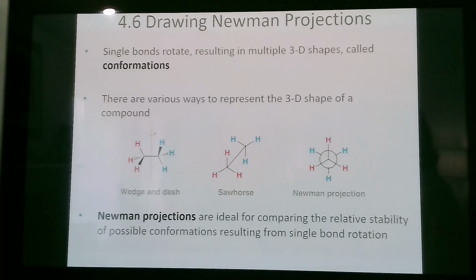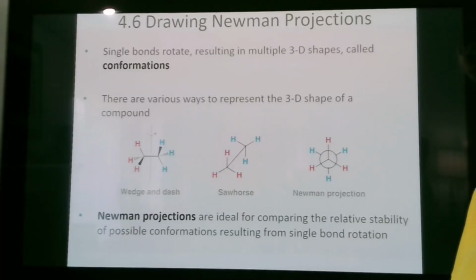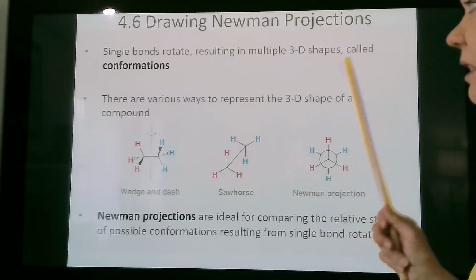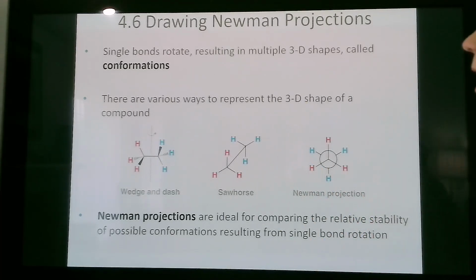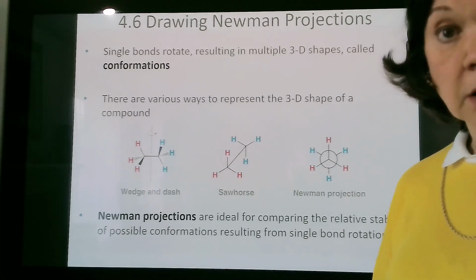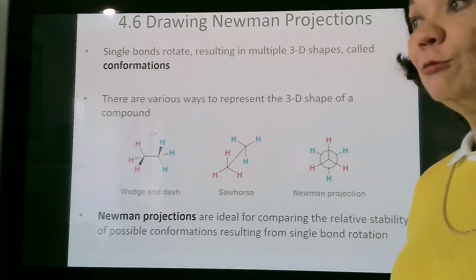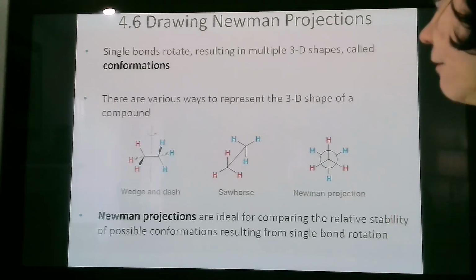Drawing Newman projections. Now, I urge you to look at the other video that I made. I had to go down to school to make that video using an overhead projector because it would be impossible to make it using this screen. And so what I'm saying here actually accompanies that video. That video is going to be essential in showing you how to use your molecular models and actually be able to see the different structures of these.